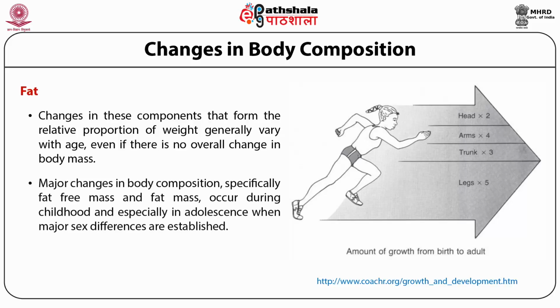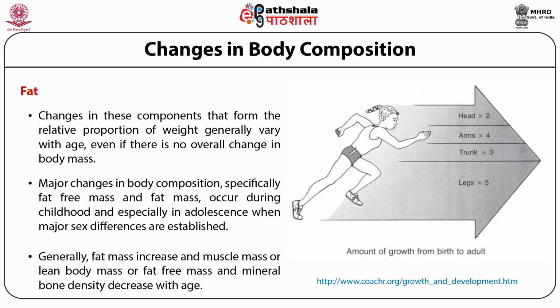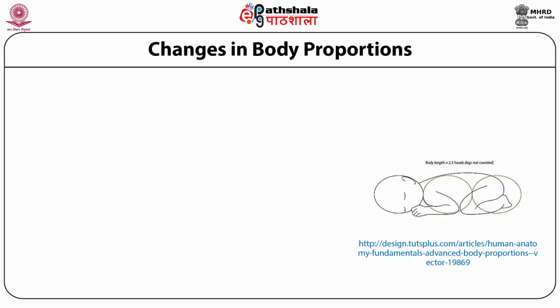Major changes in body composition, specifically fat-free mass and fat mass, occur during childhood and especially in adolescence, when major sex differences are established. Generally, fat mass increases, and muscle mass, or lean mass, or fat-free mass, and mineral bone density decrease with age. Changes in body proportion at birth.